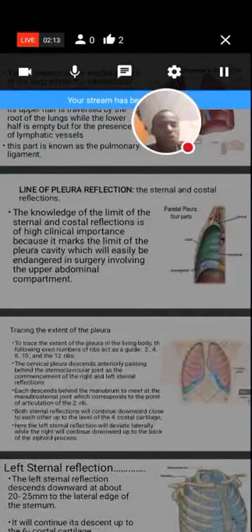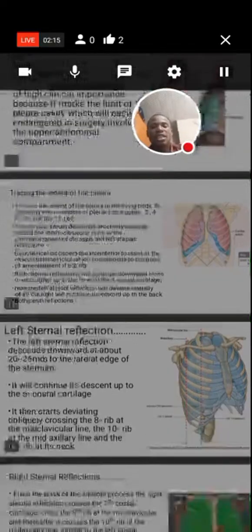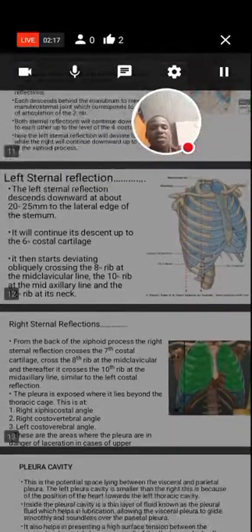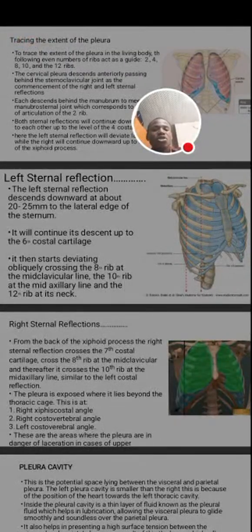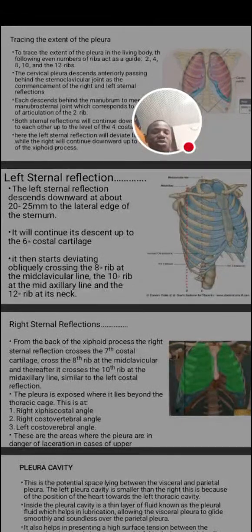All right, so we move on. We've looked at the left and right sternal reflection. The left reflection descends downward at about 20-25 millimeters to the lateral edge of the sternum. It continues to descend up to the 6th costal cartilage. That's the left reflection of the pleura.